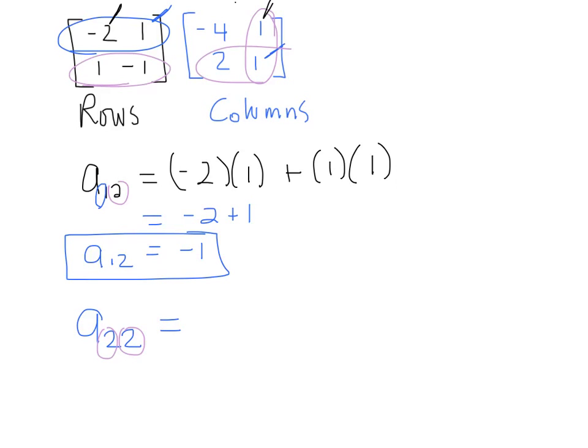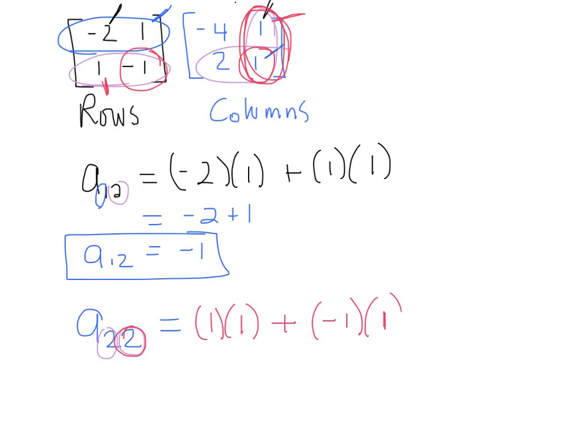Oops, I blew that, so I can't quite erase it, so let me try this again. And the second column, which is this one, okay? So, I'm going to put those together. I'll start with the first numbers on each of those. So it's 1 times 1 plus, when I'm looking at the second numbers, -1 times 1. So 1 plus -1, 0. A22 is equal to 0.